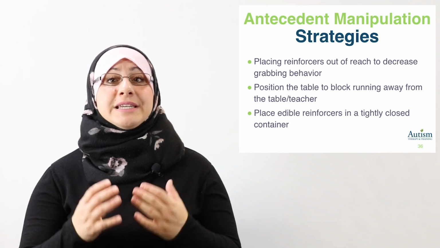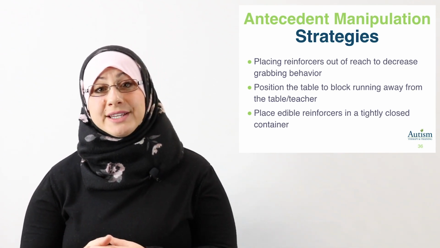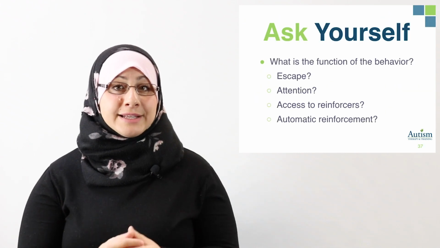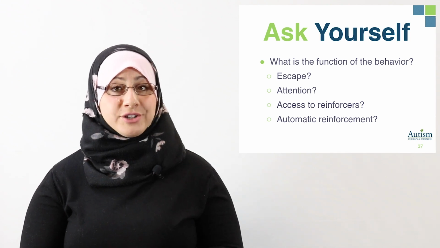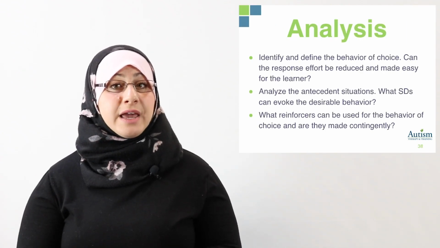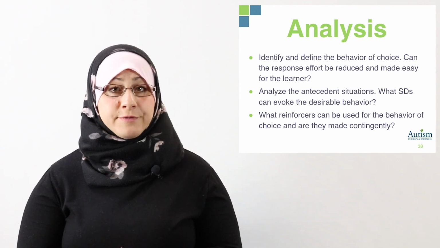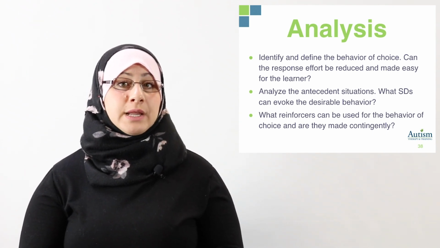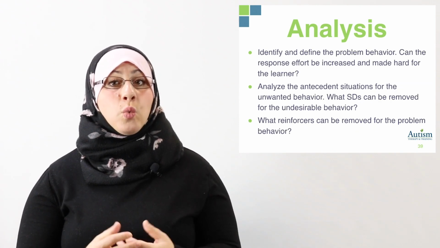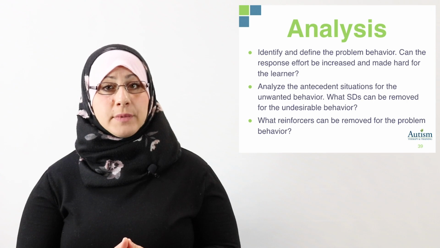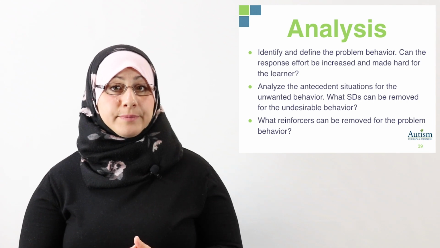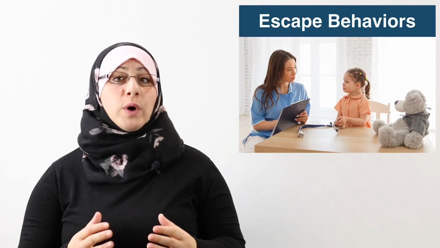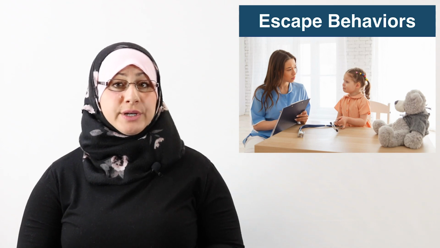So now I've given you some tips to increase desired behavior and decrease undesired behavior. But again, it's important to understand the function of the behavior and how we can use antecedent manipulation strategies. Identify and define the behavior of choice. Can the response effort be reduced and made easy for the learner? Analyze the antecedent situations. What SDs can evoke the desired behavior? What reinforcers can be used for the behavior of choice? And are they made contingently? So ask yourself, what is the function? And what would I do to increase the desirable behavior and decrease the unwanted behavior?